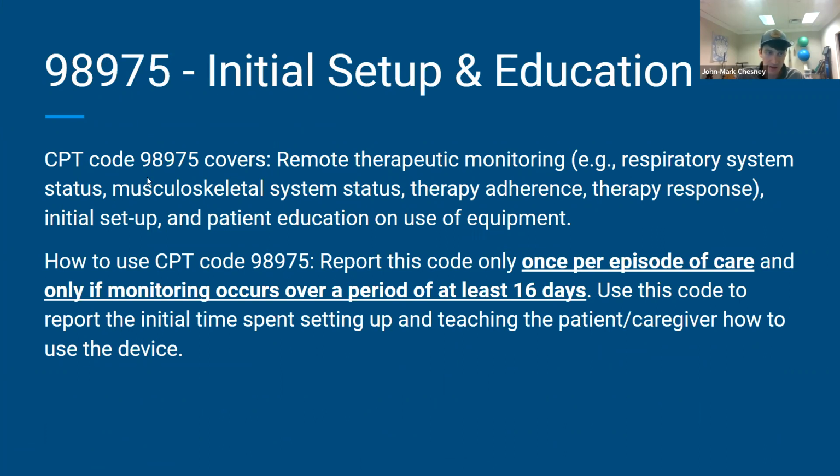So reading here what it covers, it's the remote therapeutic monitoring of the respiratory system status, musculoskeletal system status, therapy adherence, and therapy response. It all has to do with the initial setup and the patient education on the use of the equipment. So how to use the CPT code is report this code once per episode of care, and only if there's monitoring that occurs for a period of at least 16 days.